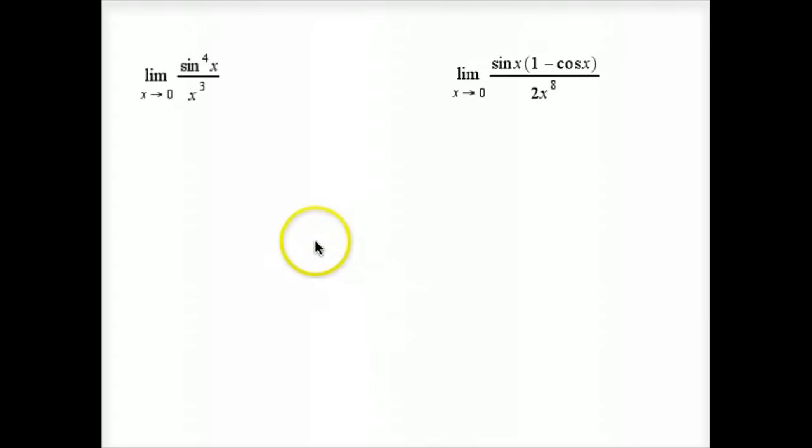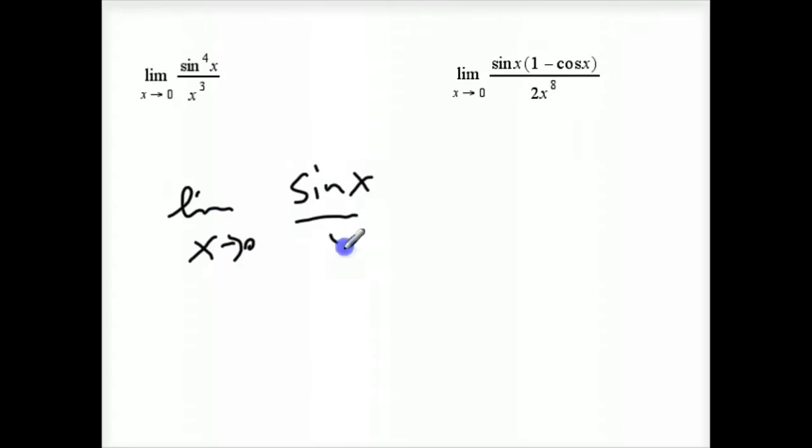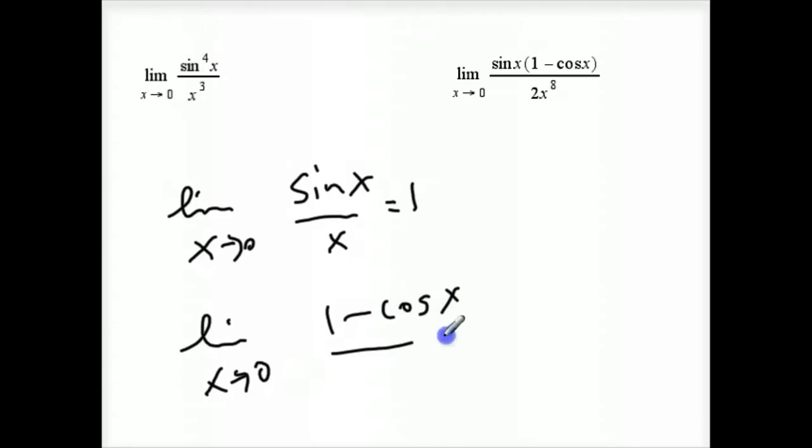Now we have a few limits with trig functions. If you remember, I have two very important limits, which are the limit as x approaches 0 of sine of x over x, that's equal to 1, and the limit as x approaches 0 of 1 minus cosine of x over x is equal to 0.